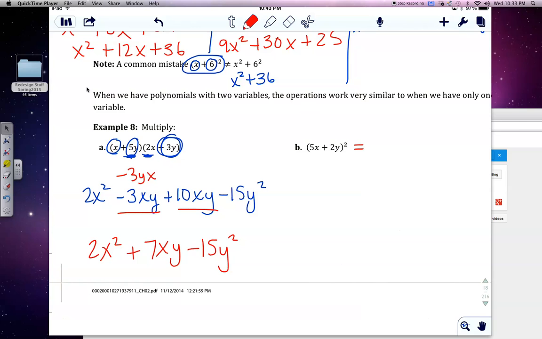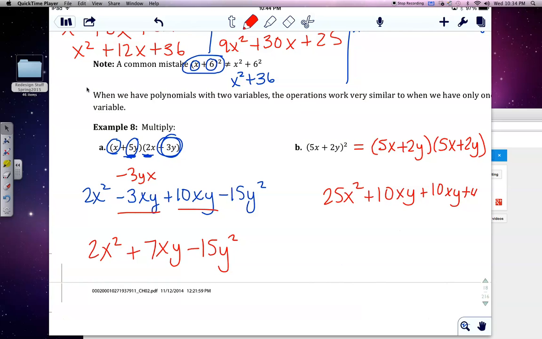Again, you can write that out twice, or you can do the shortcut. I'm going to write that out twice. So I get 25x squared plus 10xy plus 10yx, or xy, plus 4y squared. I get 25x squared plus 20xy plus 4y squared. Okay, so if you have any questions, please let me know. Thank you very much.